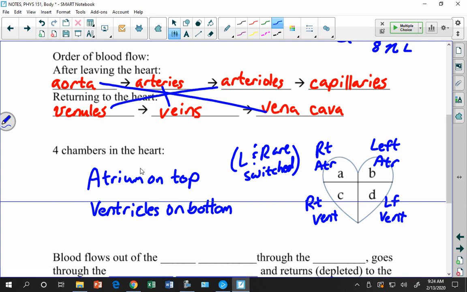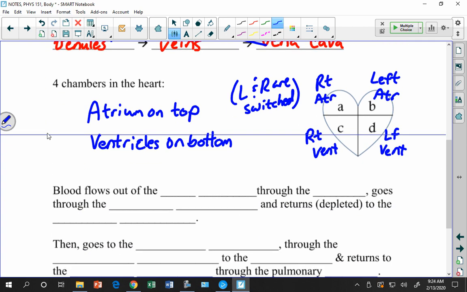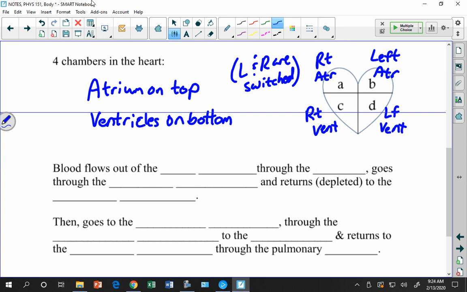Easy peasy? You've seen that before, right? Most all of you have seen it, right? Seen this sort of thing before? Okay, if you haven't, you will. It's a good time to pick it up now. So, know the general flow that blood takes in the circulatory system.